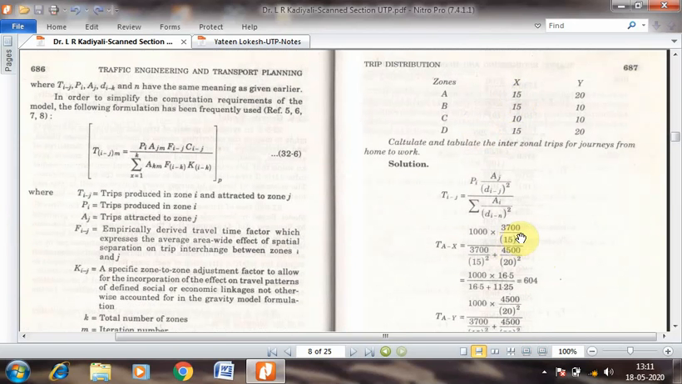So the square of 15 needs to be put here, divided by the total attractions in X and total attractions in Y, each divided by the spatial separations. So 3700 divided by 15 square plus 4500 divided by 20 square. 20 square is the time taken to travel from zone A to industrial estate Y. If you calculate it, T_AX comes to around 604.